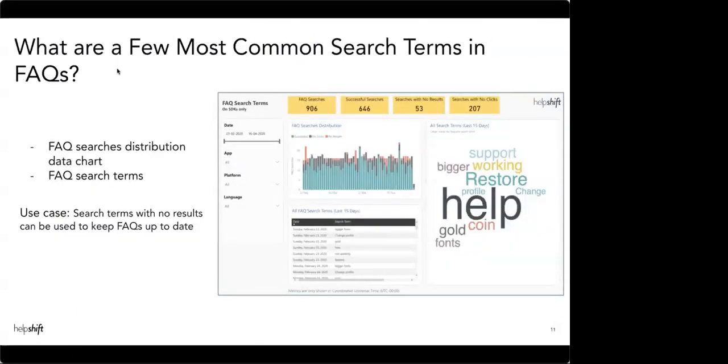What are a few most common search terms in FAQs? This dashboard gives you the answer to this question through multiple graphs. On the right-hand side, you can find a word cloud, which gives you the relevant data. Here, the size of the word means the number of times this word was searched for as compared to the other words. One important note here is that this chart gives you the word data for only the last 15 days. If you're curious to know the reason, drop me a question in the Q&A box below, and I'll be happy to answer you.